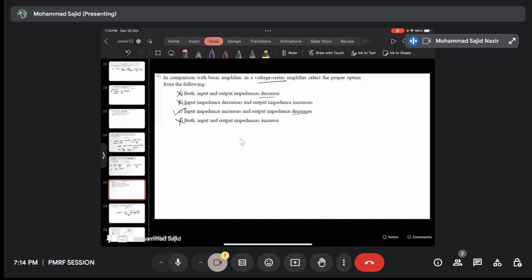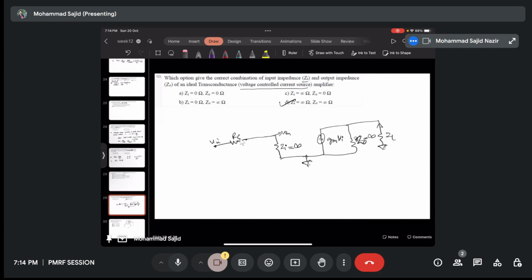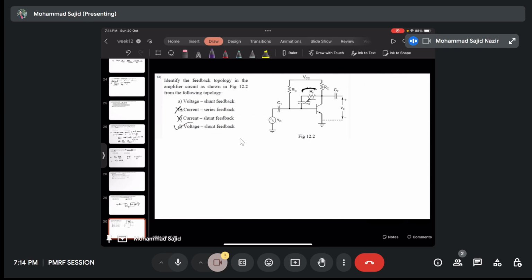Similarly, you can answer this one: voltage series, low output impedance, high input impedance. Okay, for this part as well, voltage controlled current source. This is a simple basic amplifier. So ZI should ideally be infinite such that the whole voltage drop appears across it. And similarly, Z0 should be infinite such that the whole voltage gets applied across Z. Again, this is taking in the shunt, so this will be voltage, and it is taking the current value in the shunt.